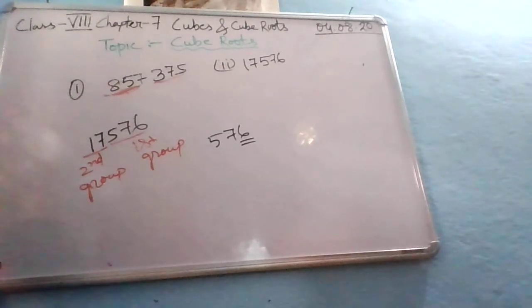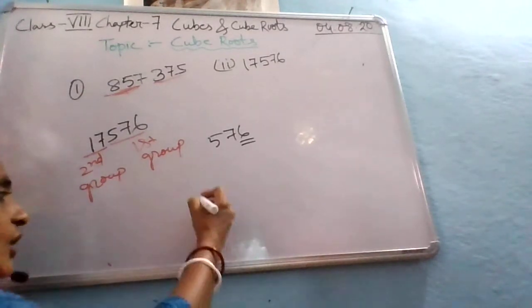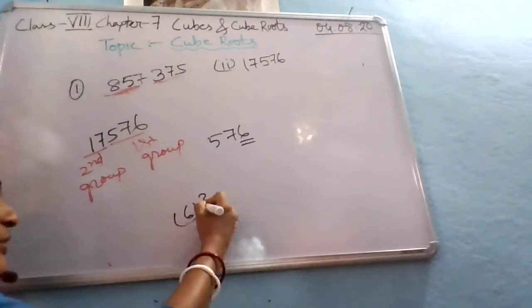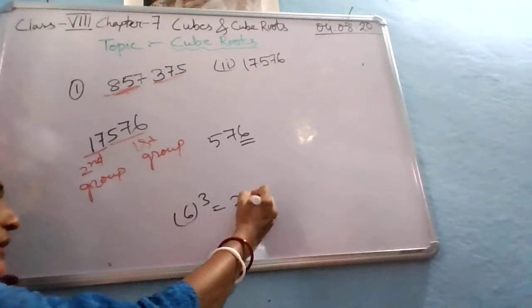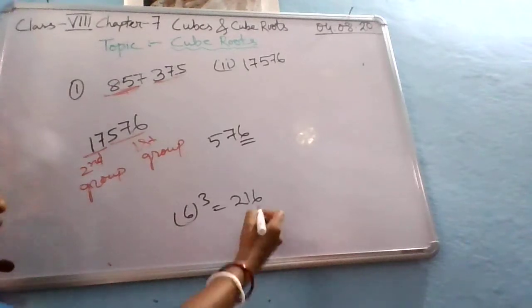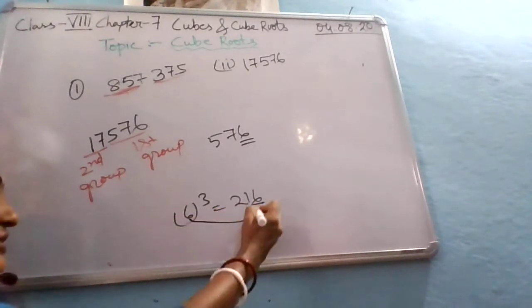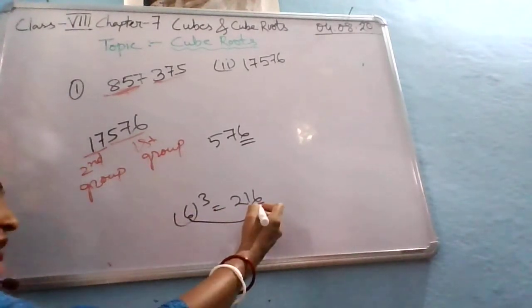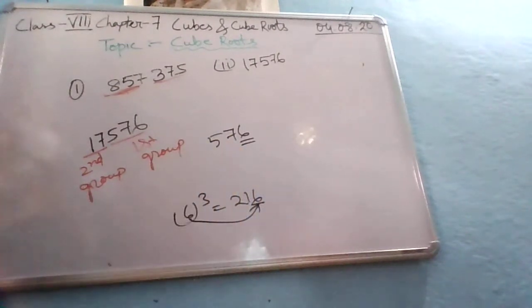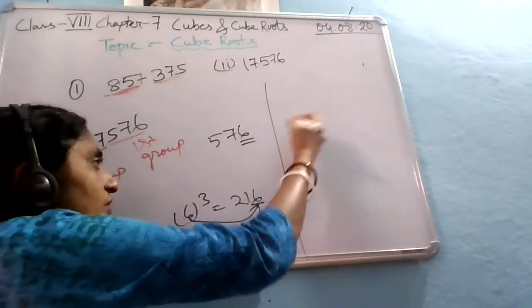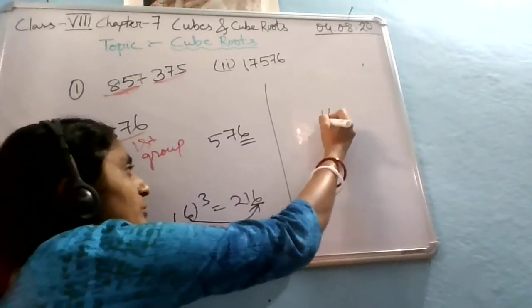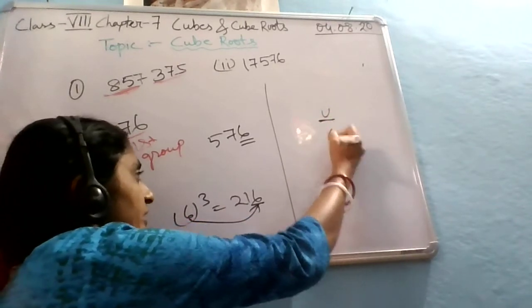So why can we say only 6 is the digit whose cube will end in 6? Because 6 cube is equal to what? 216. Yes or no? So this is the only one. For 6, the unit digit of its cube will be 6. So in the answer column we can write that the unit place will be 6.